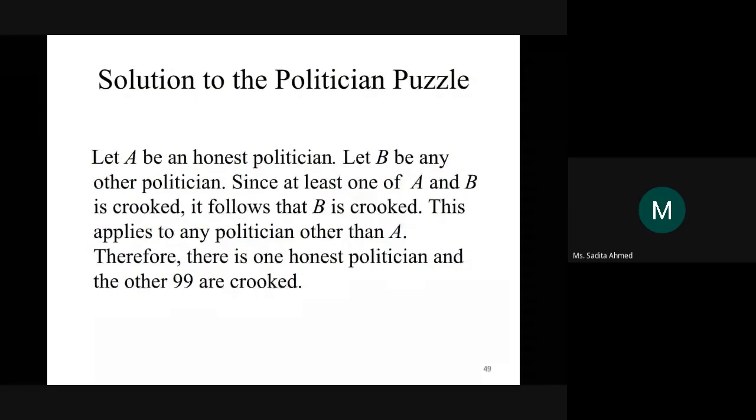No, miss. Everybody clear on this one? Yes, miss. Okay. Yes, ma'am. All right. If that makes sense to you, okay. Now think about it. If B is always going to be crooked, you have 100 politicians.